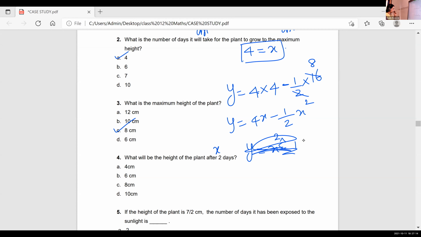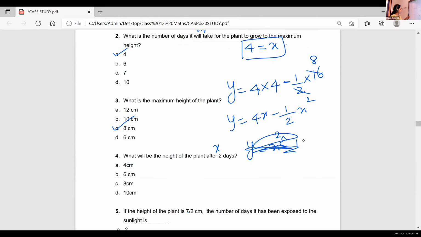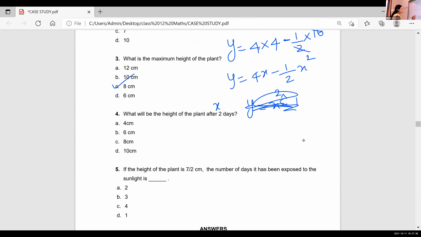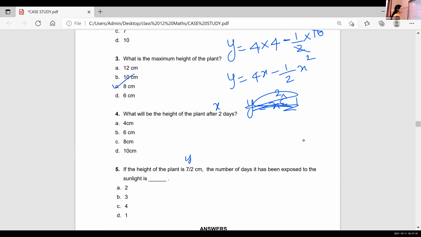Now look at the next one. If the height is 7 by 2 centimeter, height is given. We are asked to find the number of days it has been exposed to the sunlight. That means we want to find the x value, isn't it? When y is 7 by 2, what is the corresponding value of x? So 7 by 2 is equal to, equate it and find the value of x. Aparna?